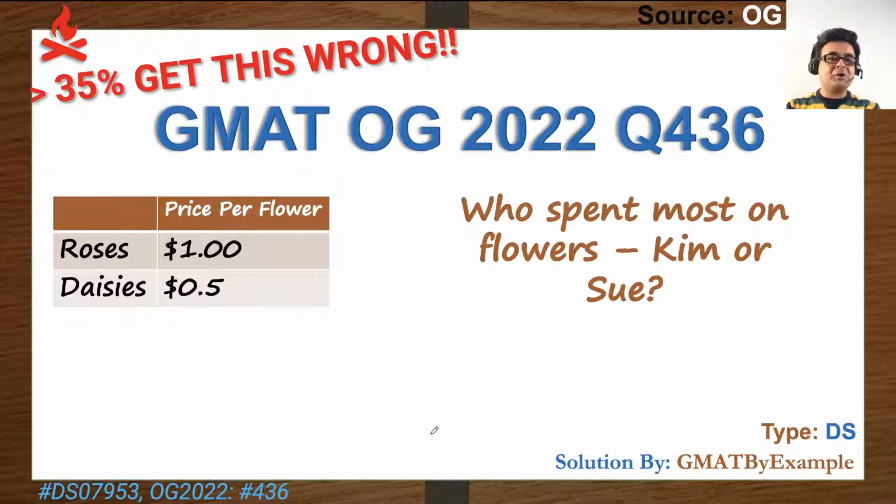Start with a simple question. This is question number 436 in the Official Guide to GMAT, and this is also DS07953. If you don't have the Official Guide to GMAT 22, that is absolutely fine. You can find question 07953 in any version of the Official Guide. This has been going on in the Official Guide for some time. Very standard word problem for GMAT.